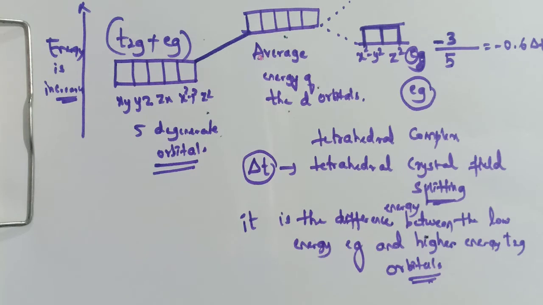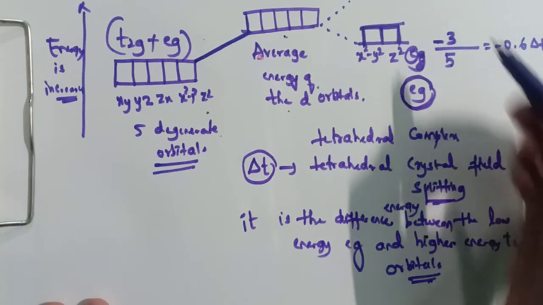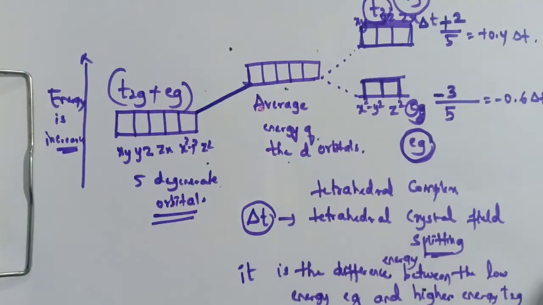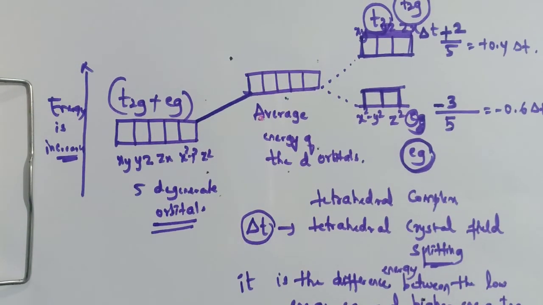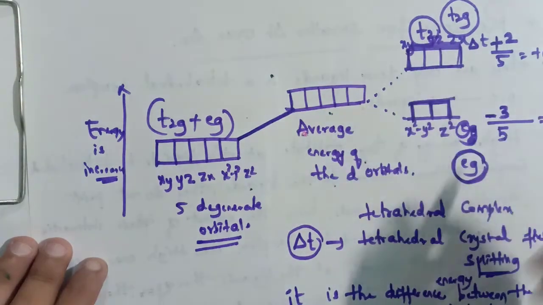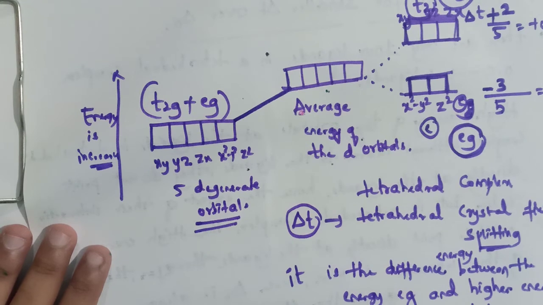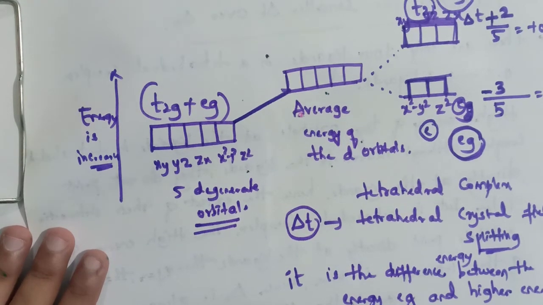If asked about the definition of tetrahedral crystal field splitting, it is the difference in the energy of the lower Eg orbitals to the higher T2 orbitals. It is the definition for the tetrahedral complexes. Here it is written as T2 and it is written as E in the tetrahedral complexes. It is about the splitting.